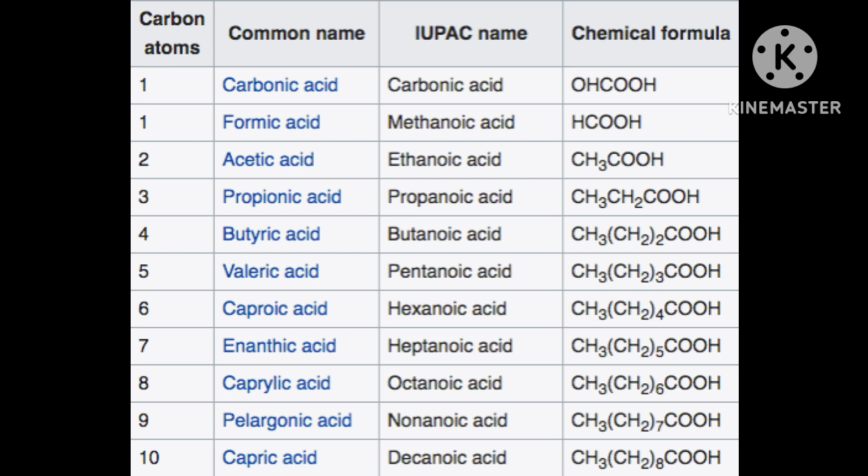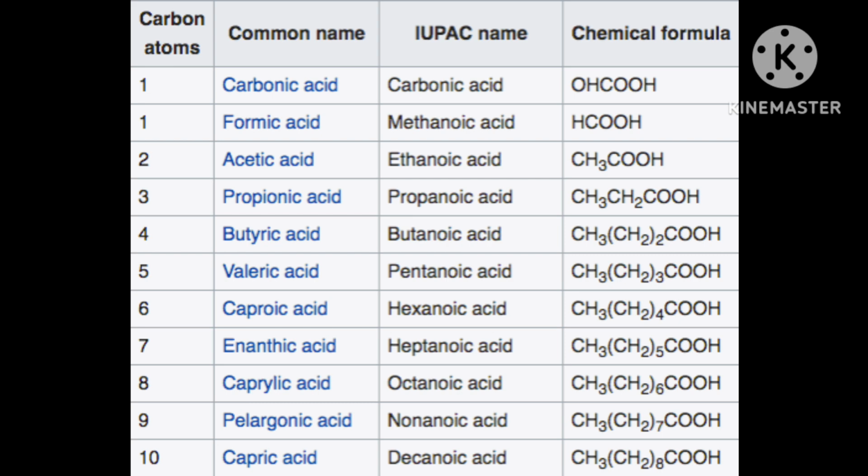Like that, if 4 CH2 are there in the middle, CH2 four times, with COOH on the left side and COOH on the right side, meaning 2 carboxylic groups, then the common name is adipic acid, and total 6 carbons are there. Then the IUPAC name will be hexane dioic acid.